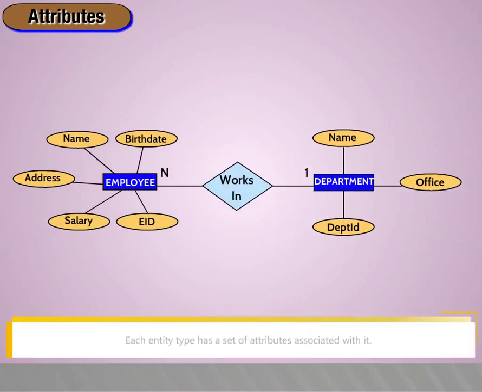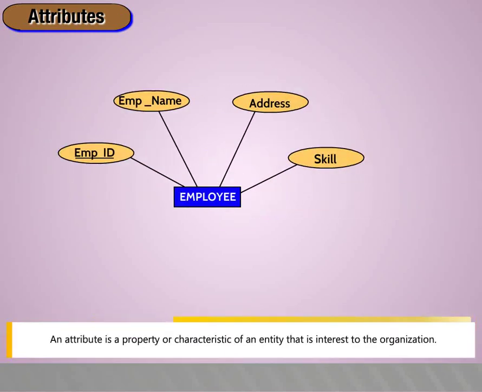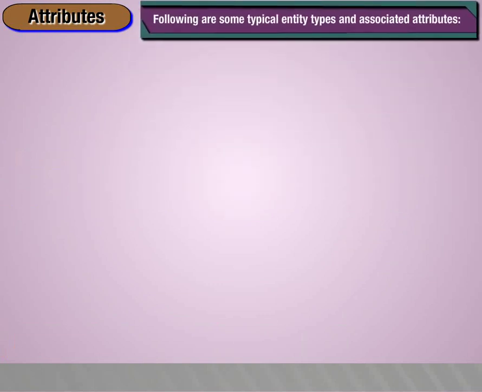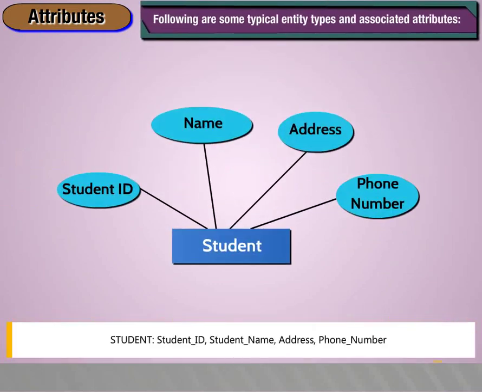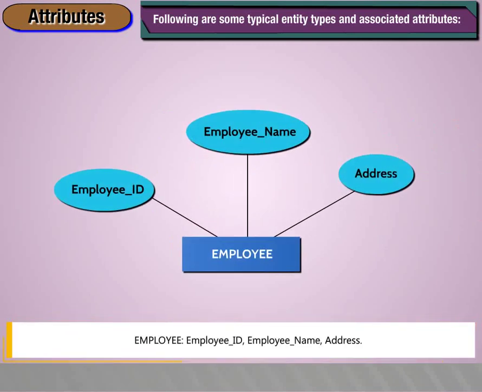Attributes. Each entity type has a set of attributes associated with it. An attribute is a property or characteristic of an entity that is of interest to the organization. Following are some typical entity types and associated attributes. Student: student ID, student name, address, phone number. Employee: employee ID, employee name, address.